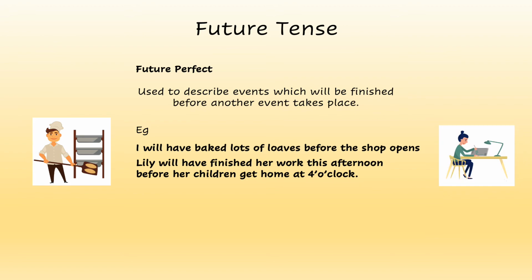So you can clearly see that there are 2 events taking place in these sentences. So both sentences are bound. They will happen in the future before a specified event. And the structure for this is will have and the verb.